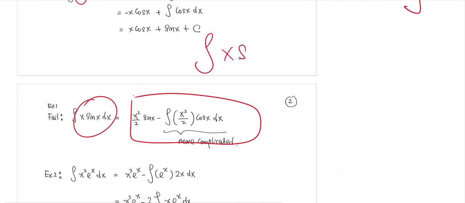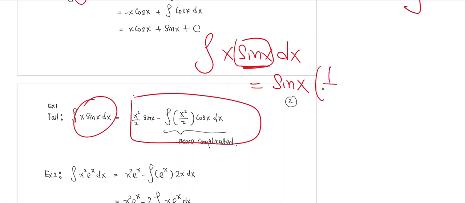So x sine x, same question as before, but now I'm fixing sine x. So I'm not doing anything on sine x, okay? And then the other one that I left behind, now I'm going to take the integral of that. So that will be 1 over 2 x squared, because that's the integral of x.